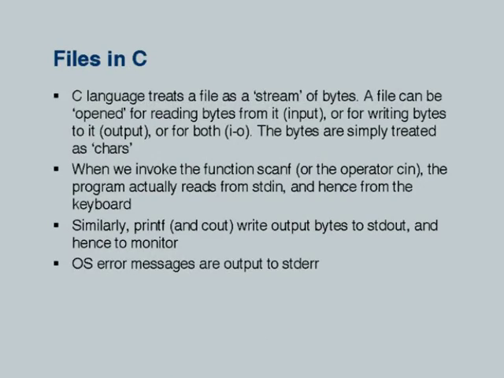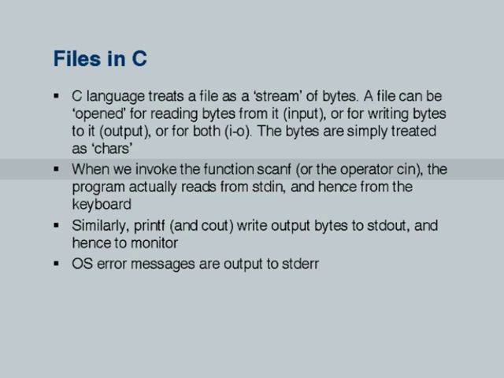As I said, C language treats a file as a stream of bytes. So a file can be opened for reading bytes from it, or for writing bytes to it, or for both. These modes are called input mode, output mode, or IO modes. And the bytes are simply treated as chars. Each individual char is a numerical value between 0 and 255, which is what can be put inside a byte.